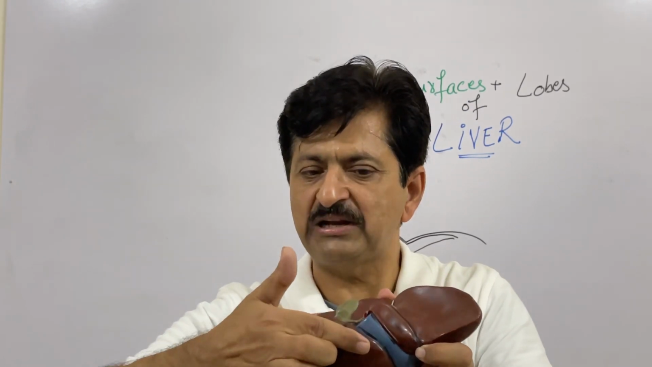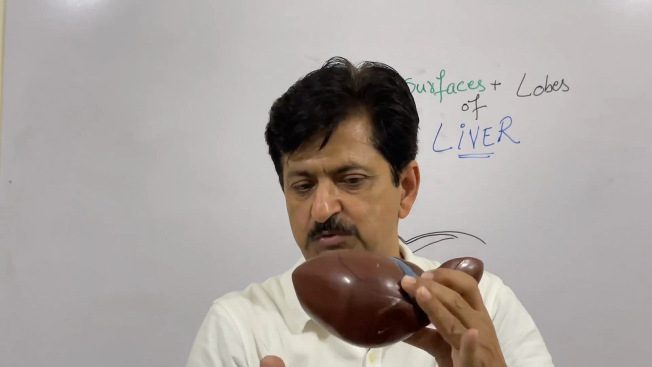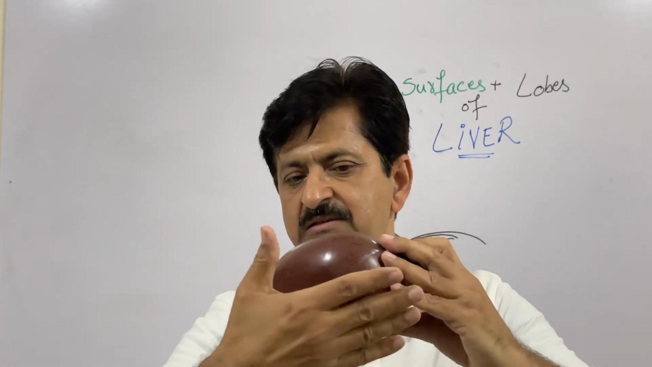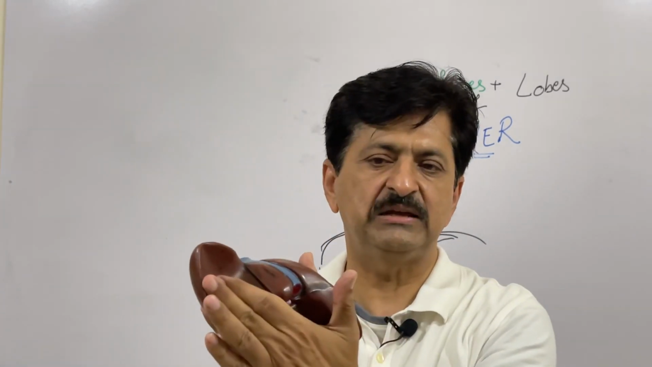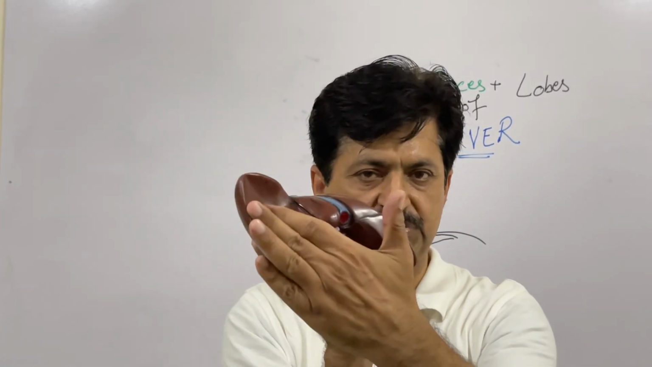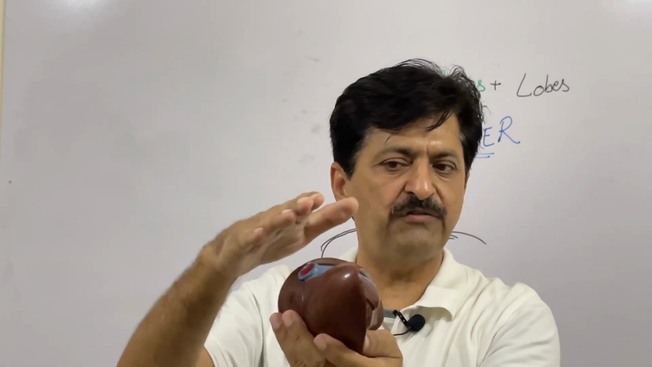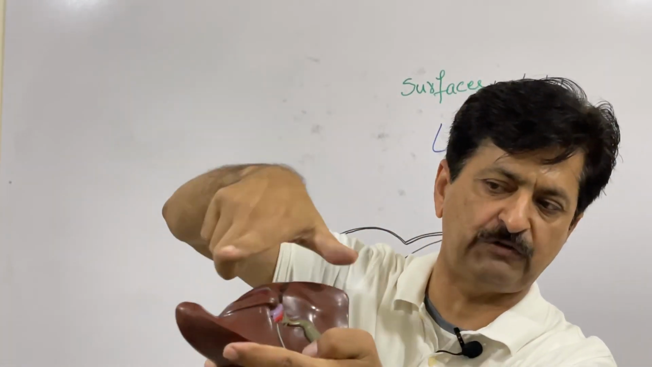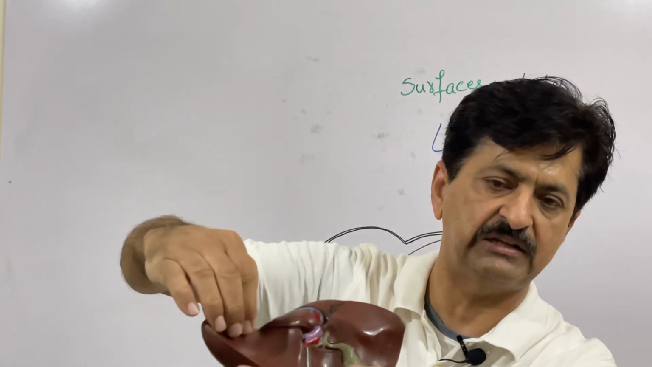And this posterior, as well as this one just behind the anterior surface. This one is anterior, this is posterior; they are just opposite to each other. And we have this surface that is called the superior, and just opposite to that will be this surface, this one, which is called the inferior.